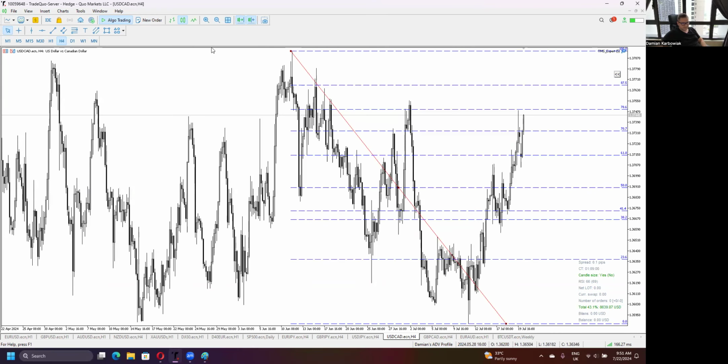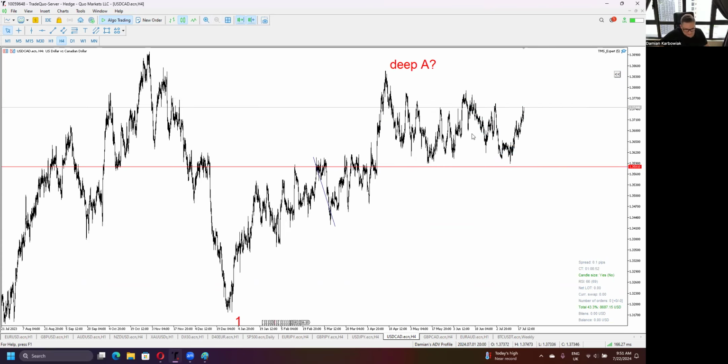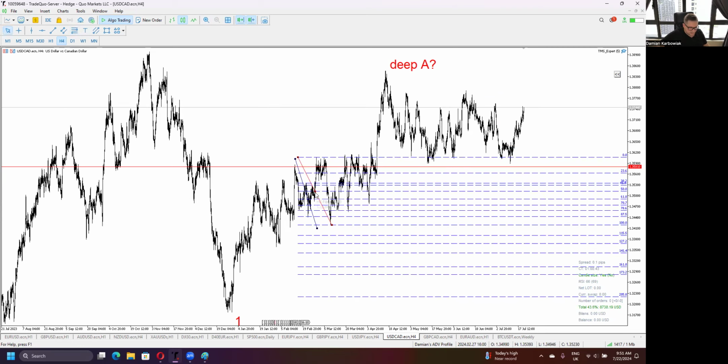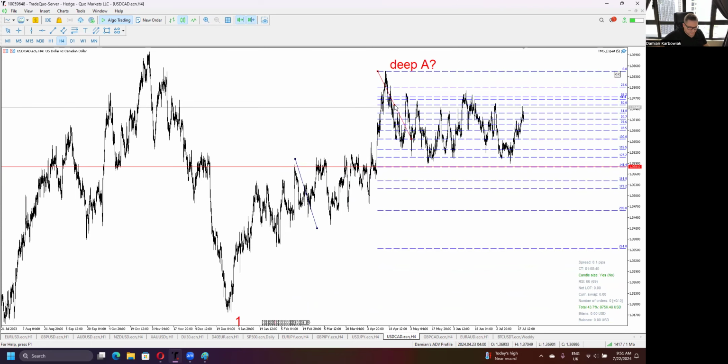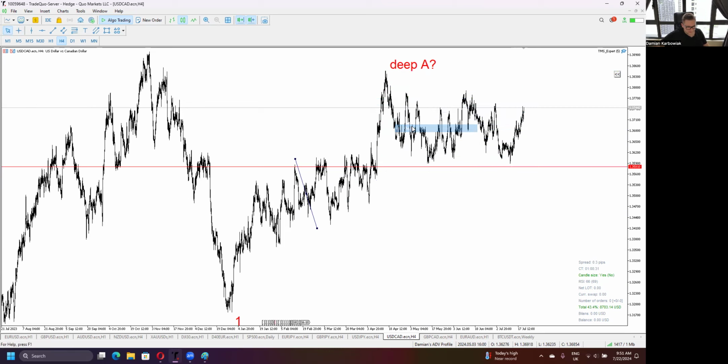USD CAD. From one side, we are still in the one-to-one zone right there. They didn't touch the magic line of overbalance, because overbalance is like just 10 pips below this bottom we had right here. However, we have a deep A behind us and the bigger overbalance behind us.